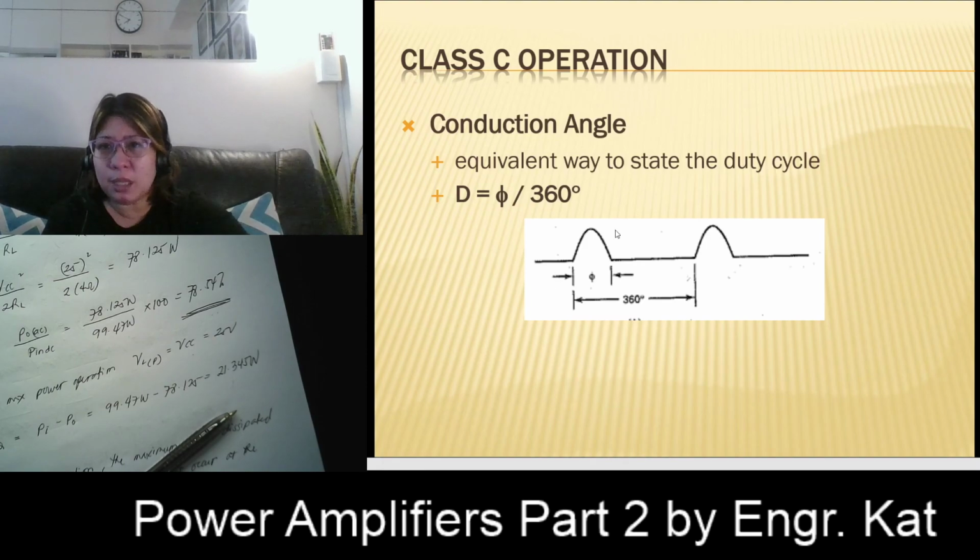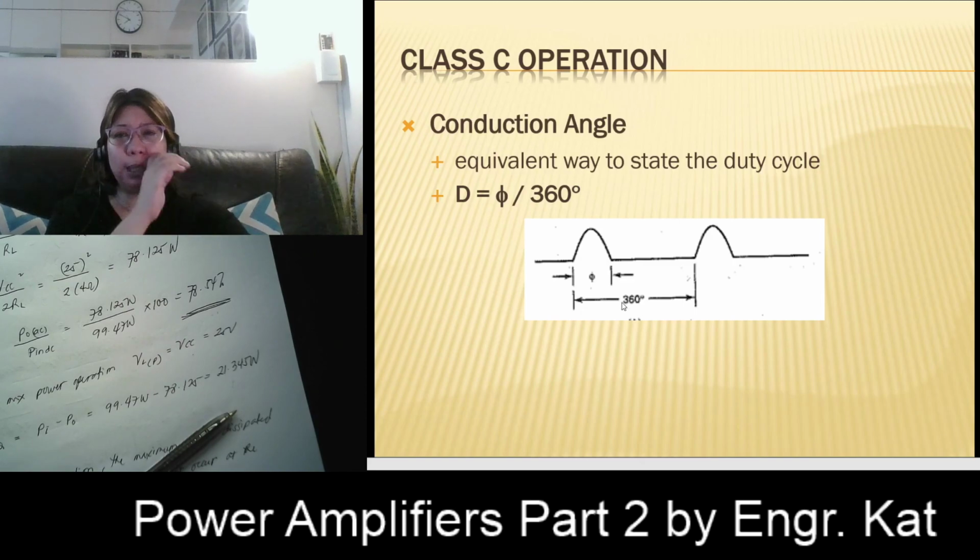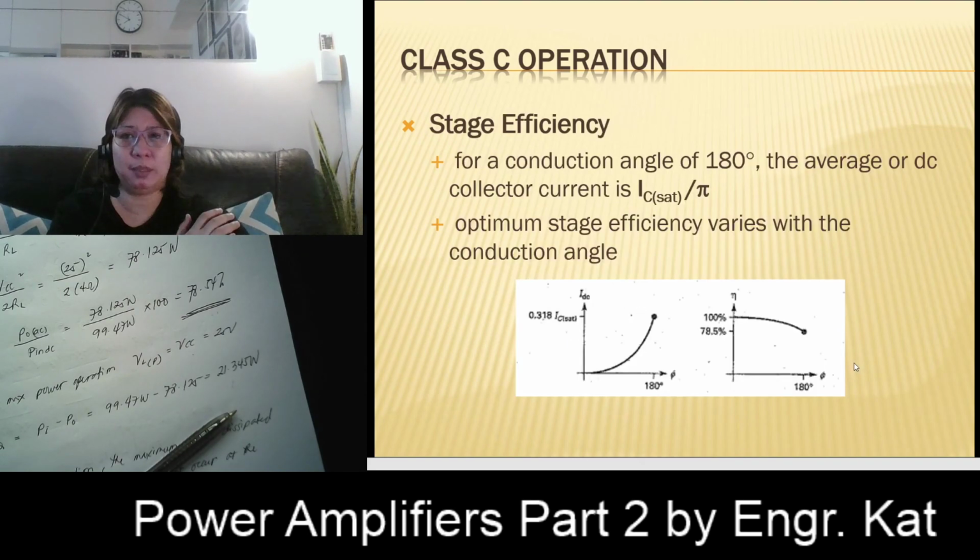Now for the conduction angle, this is another way to state the duty cycle. So D is your angle divided by 360 degrees. The duty cycle is in terms of time, or cycle time in milliseconds, while this one is in terms of conduction angle. So for a conduction angle of 180 degrees, the average or DC collector current is IC sat divided by pi.